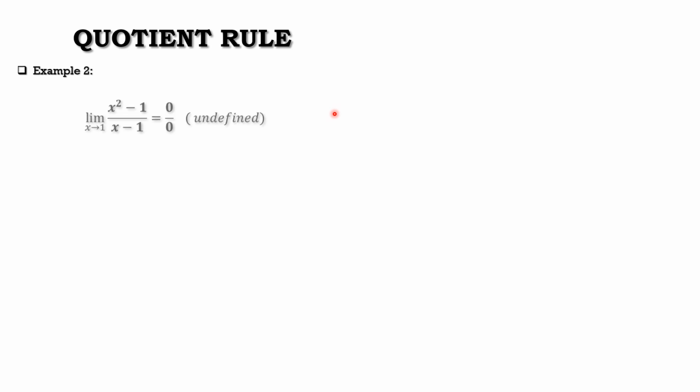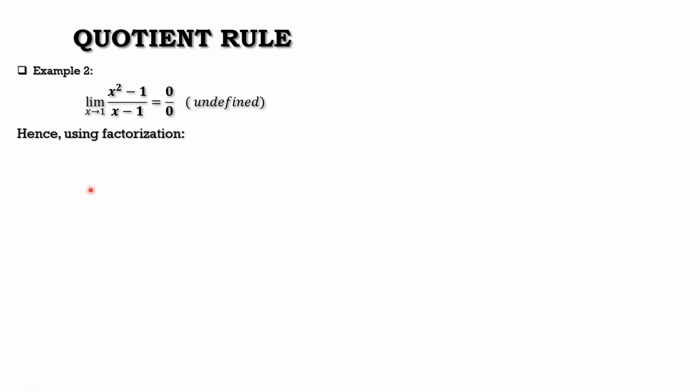Now let's proceed to the next example, which is example 2. We have to find the limit as x approaches 1 of the function x squared minus 1 divided by the function x minus 1. So x squared minus 1 is our f of x and x minus 1 is our g of x. Each of these functions is a polynomial function. When you substitute the 1, when you do direct substitution, the denominator of the function will be 0, which is undefined. Hence, we need to find the limit as x approaches 1 of this function using factorization.